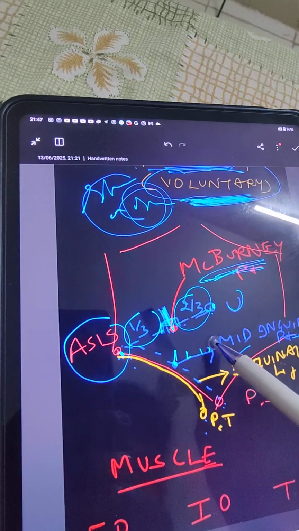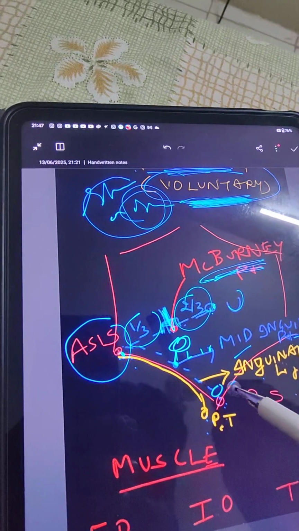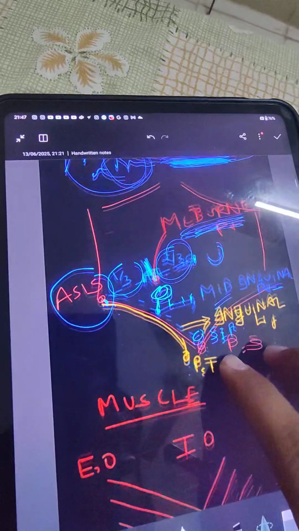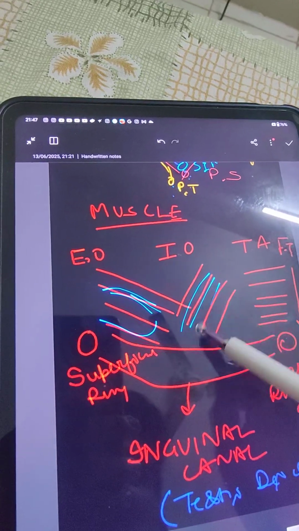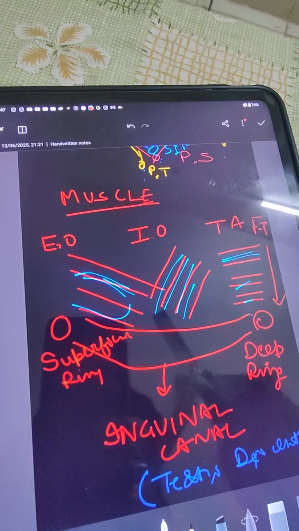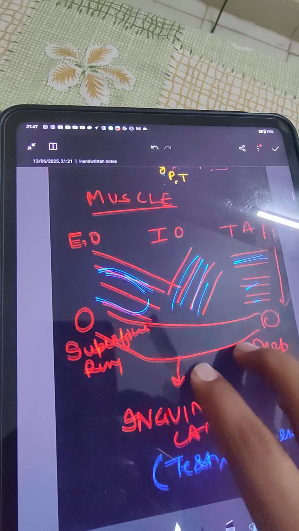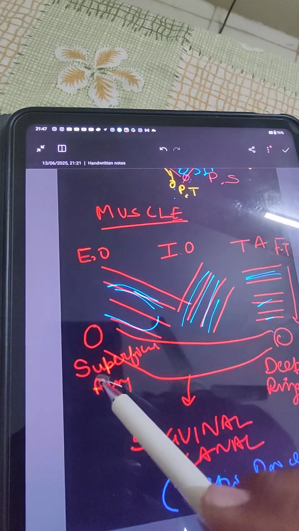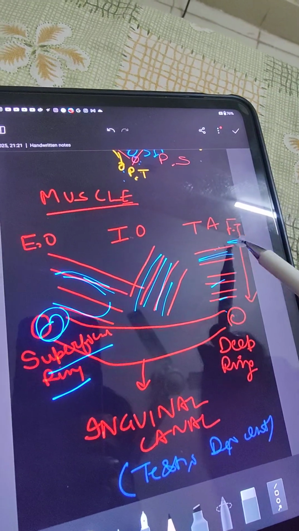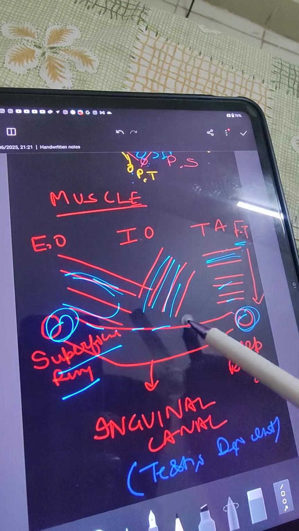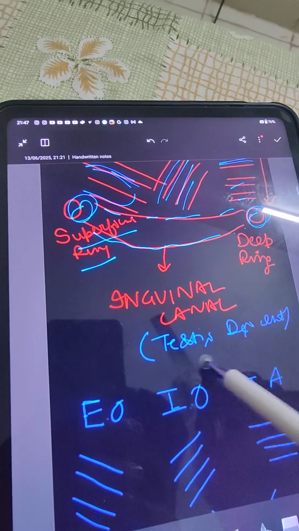About 2.75 cm above it, what will be present? The deep inguinal ring. And here is the superficial inguinal ring. These are the abdominal muscles we know: this is the external oblique, this is the internal oblique, and after that is the transversus abdominis. A defect in the external oblique muscle near the pubic tubercle is the superficial inguinal ring, and a defect in the fascia transversalis is the deep ring. This forms the inguinal canal, through which the testes will descend.